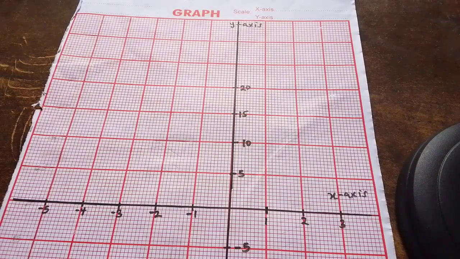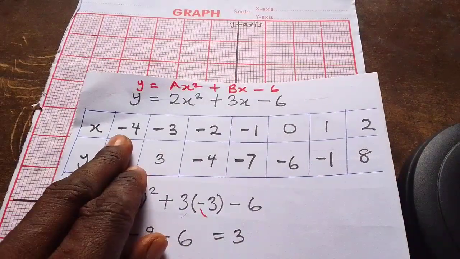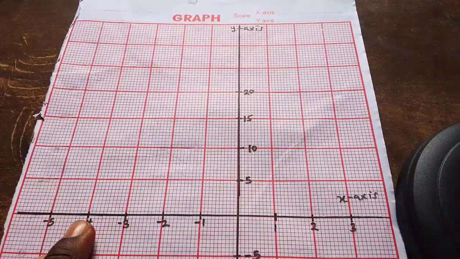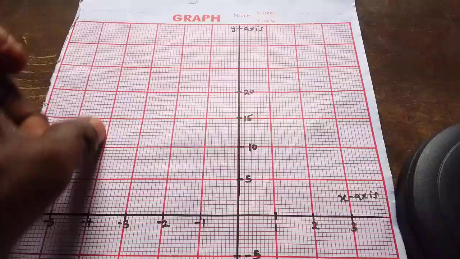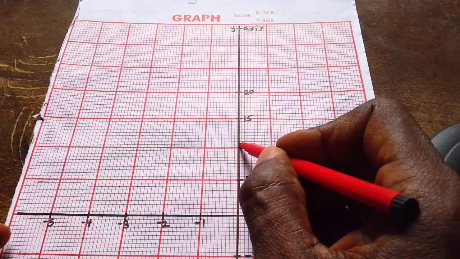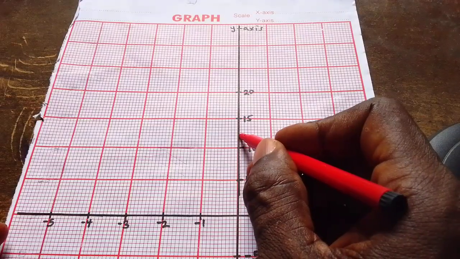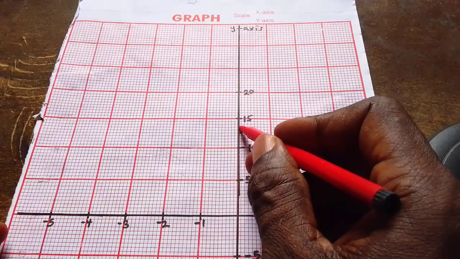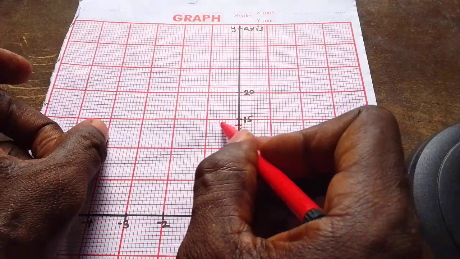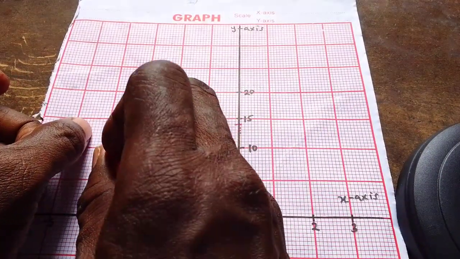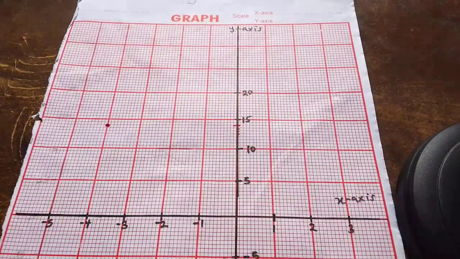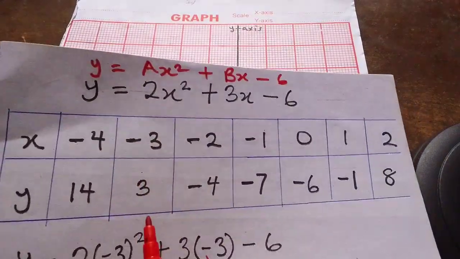Then you are told that when x is minus 4, y is 14. x is minus 4 here. So on this line, minus 4, y is 14. If this is 10, this is 10.5, 11, 11.5, 12, 12.5, 13, 13.5, 14. 14 will fall on this line. So where the two lines meet, that's where you are going to mark. Then when x is minus 3, y is 3.